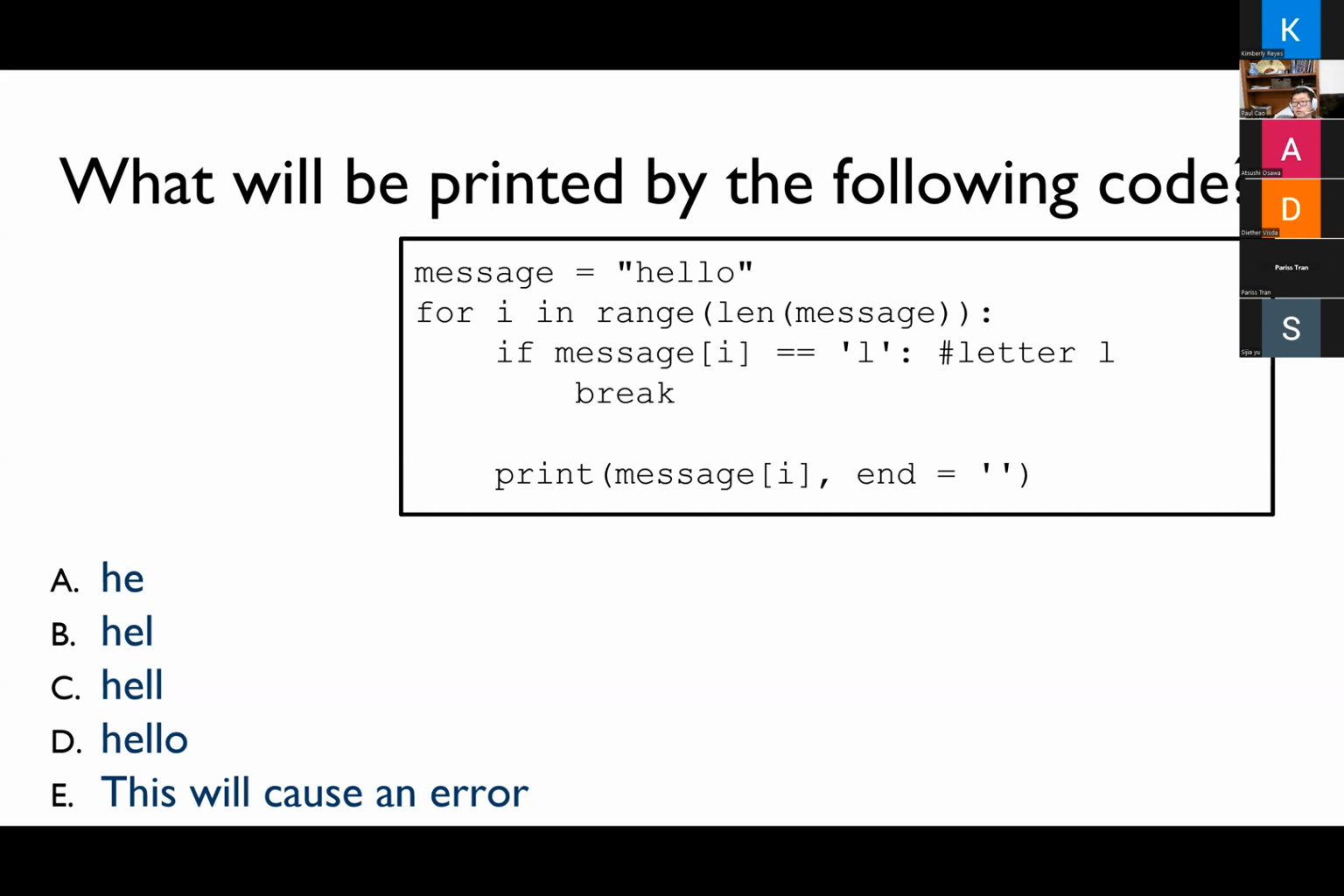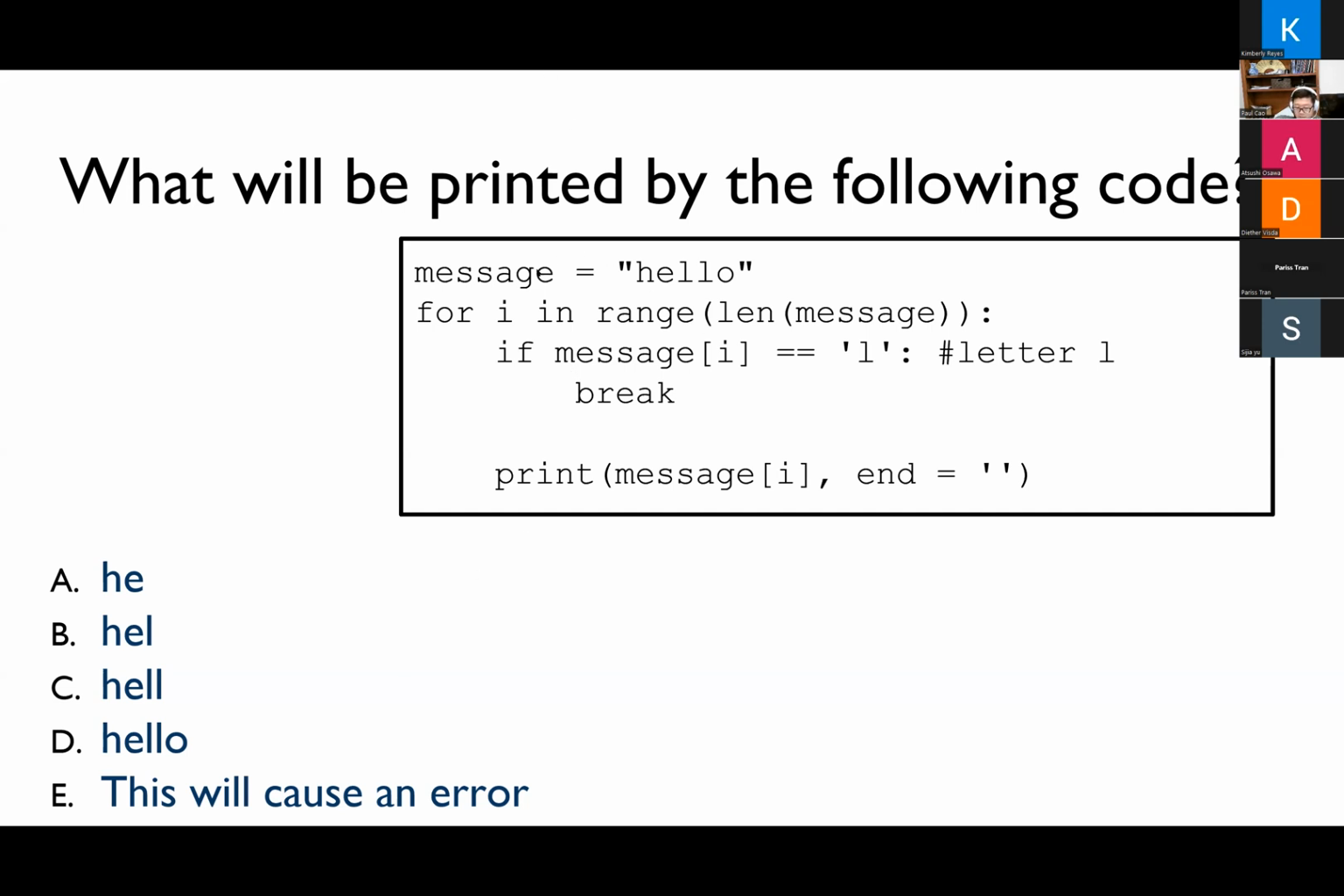What is the output? Vote in. Okay. All right. We'll stop the vote. B is the most popular choice, and then E is next.